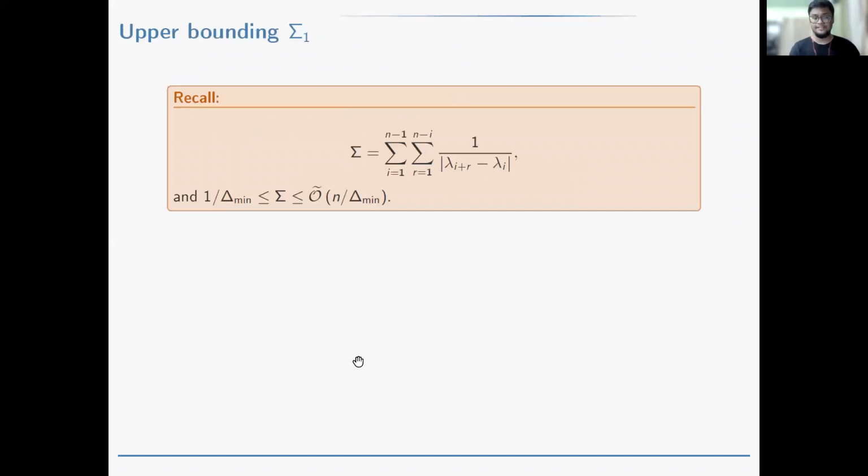So remember that to upper bound the quantum mixing time, we needed to obtain an expression for this double sum, and for this sum sigma, we could obtain a lower bound and an upper bound, right? And what we'll show is that sigma for Erdős-Rényi random graphs is actually very close to 1 over delta min, right? This is what we'll show. Okay, how do we do that?